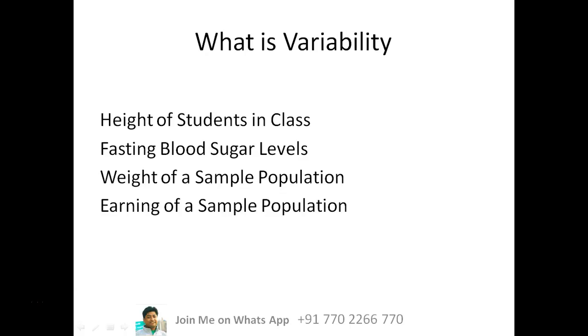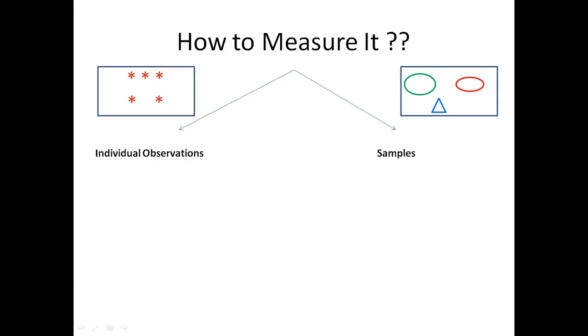Let's say fasting blood sugar levels of a diabetic patient. Now the lowest may be 40, the highest may be 300. So that range, that variability. Or suppose the thyroid levels in a normal population. Whatever that range is, that is called variability. Now how to measure it?